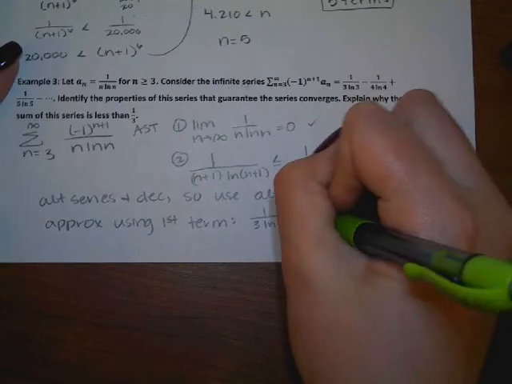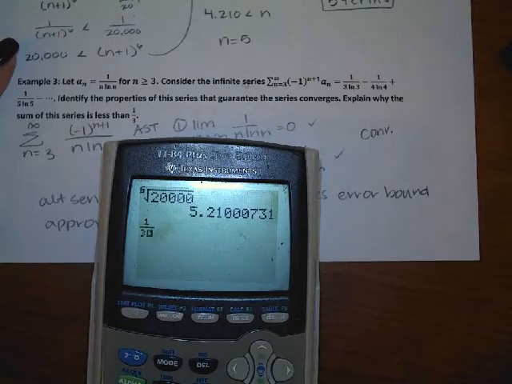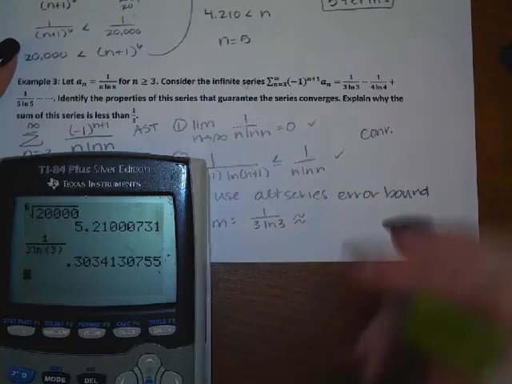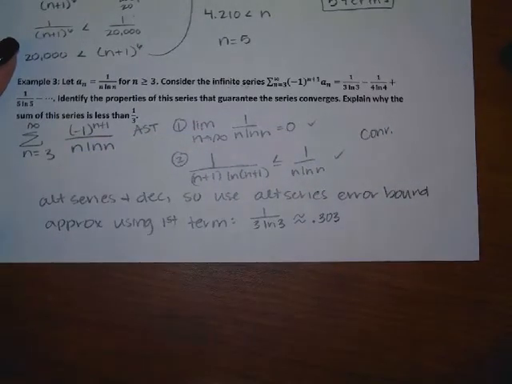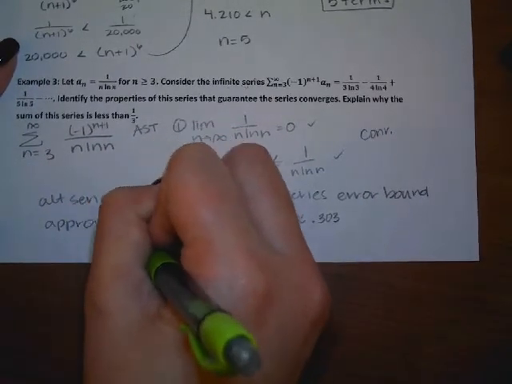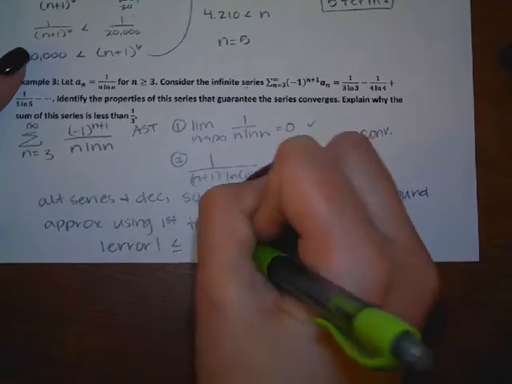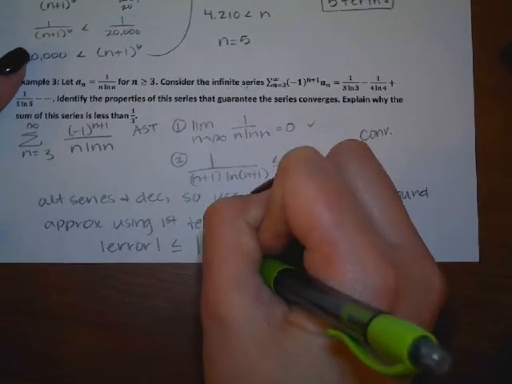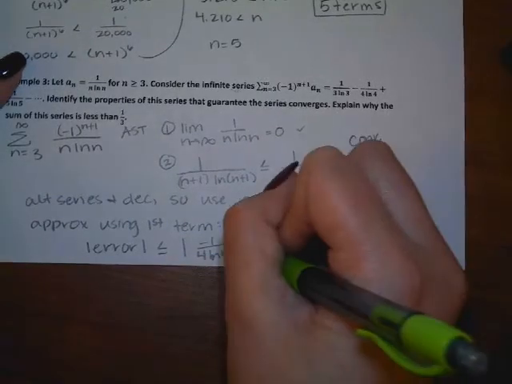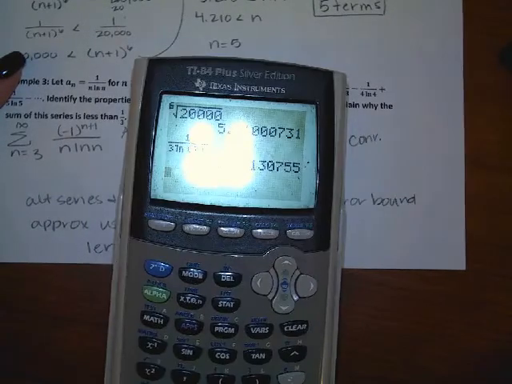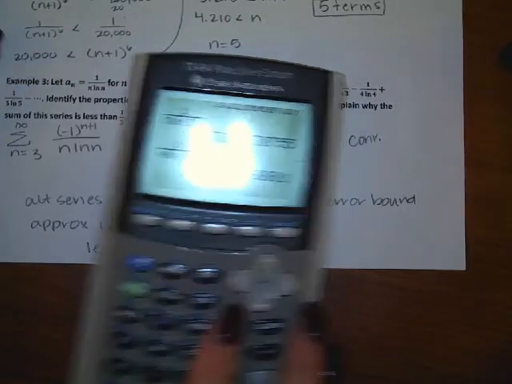And I'm going to go ahead and write out that decimal real quick. 0.303. Okay, so if that is the case, that means that the error bound is less than or equal to the next term, which is -1 over 4 ln 4. Okay, and so that decimal right there is 0.180.